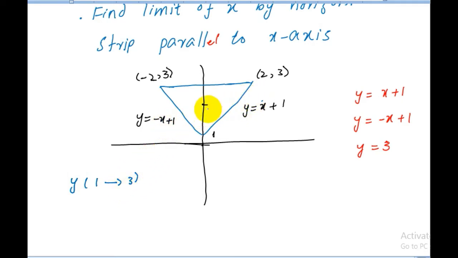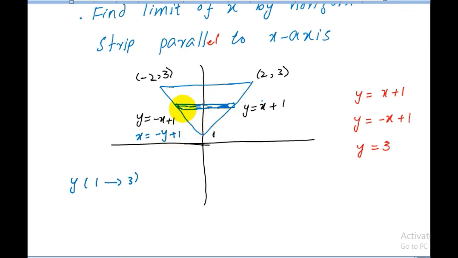and for variation of x we take a strip parallel to x-axis. This is a strip parallel to x-axis. Now in this strip we find the value of x. From the point this strip starts, we find value of x. So equation of this side is y equal to minus x plus 1. So from here we can find x is equal to 1 minus y.